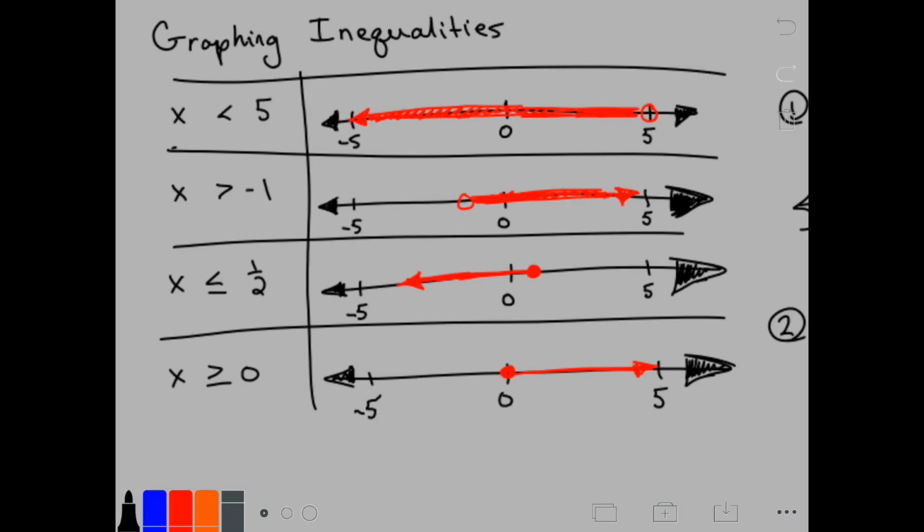How about x is less than or equal to a half? Okay, equal to. So things are going to change a little bit here. We want to include that 1/2, so we're going to close that dot off by filling it in. And then we want all the numbers less than, so on a number line, to the left. So closed and to the left. Well, for greater than or equal to, close the dot and shade to the right.